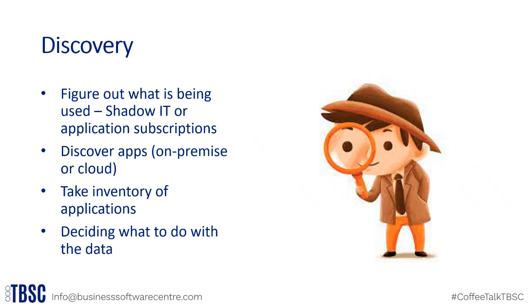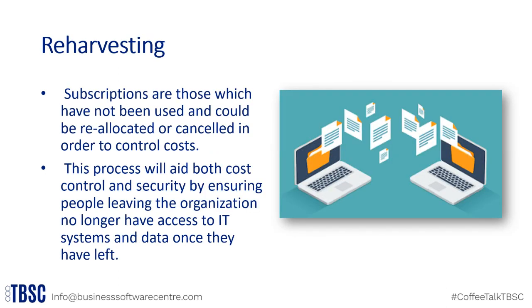It's basically taking an inventory of what you currently have. And so it helps you figure out what's being used, what's not being used. It can help you shed light on what shadow IT is being used. And it helps decide what to do with that data. So once you discover your information and figure everything out, you have to decide what you're going to do with the data.